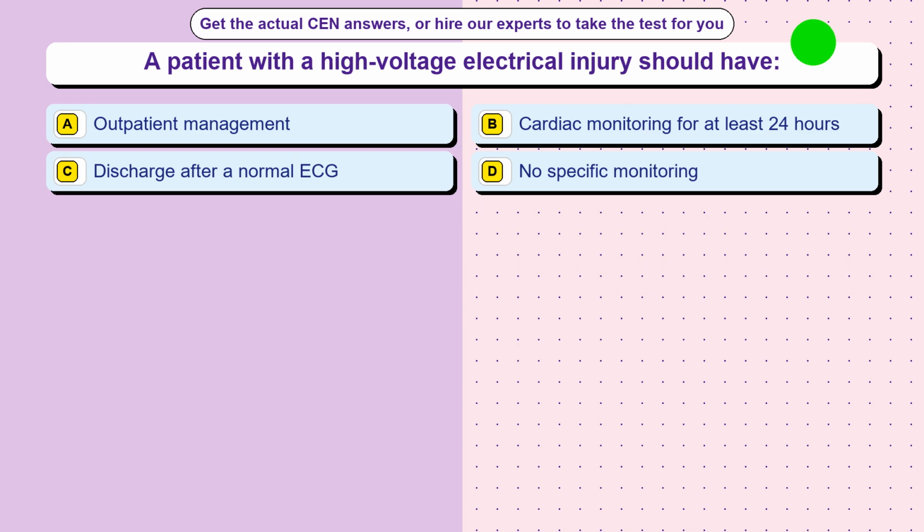Question 52. A patient with a high-voltage electrical injury should have: Option A, outpatient management. Option B, cardiac monitoring for at least 24 hours. Option C, discharge after a normal ECG. Option D, no specific monitoring.